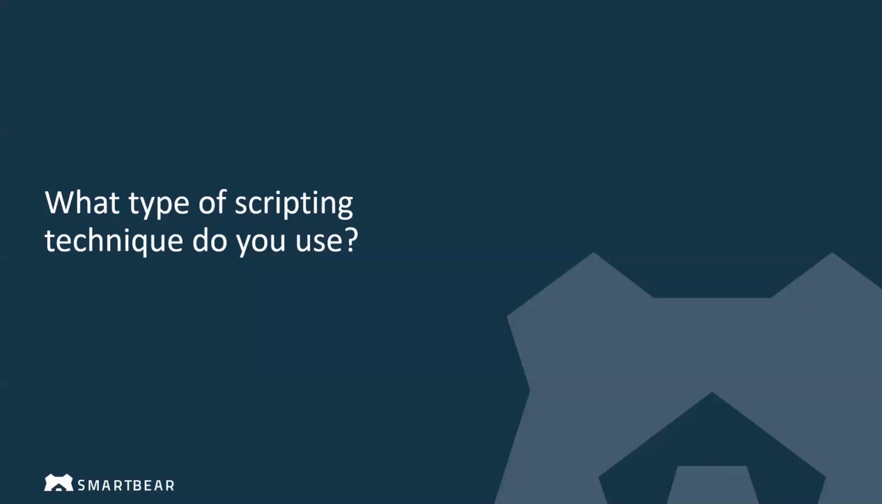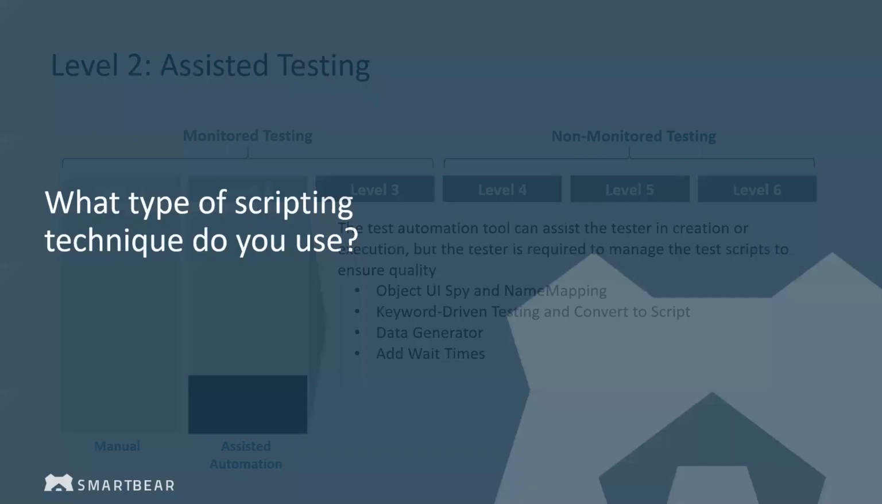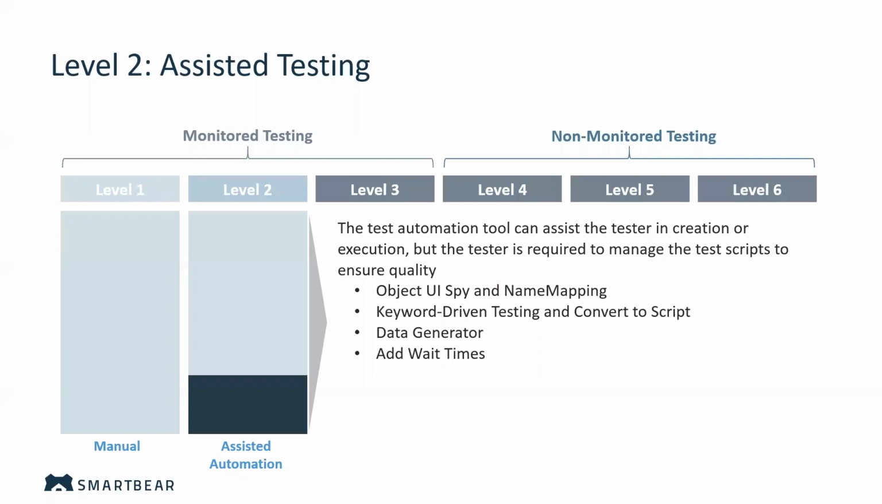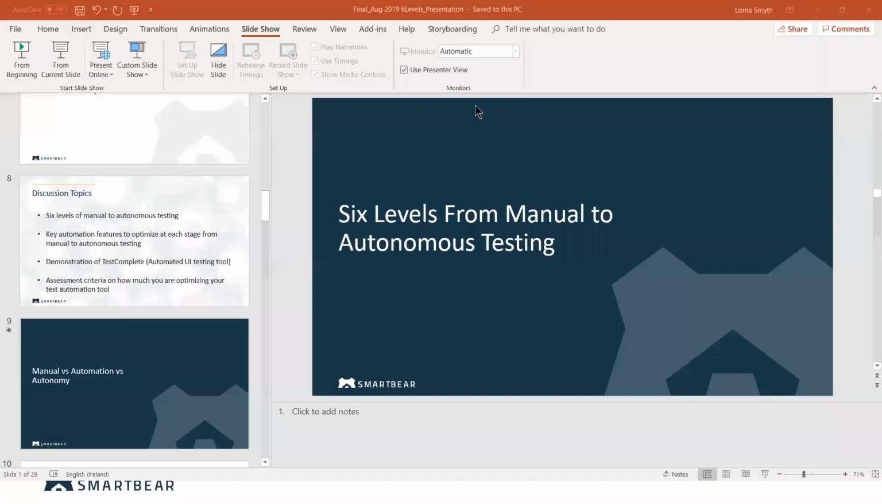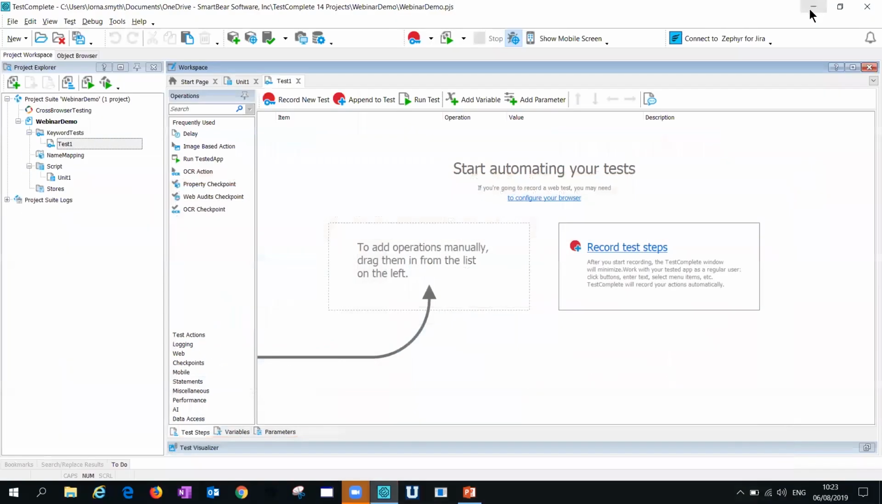Okay, so I think actually before I launch this particular poll, I'm going to go through and just start to show you the tool that I mentioned, and again, a lot of test automation tools will work like this, but I want to show you how you could do these features when you're moving into level 2. So I'm just going to jump out of my PowerPoint, and the screen you're seeing now is our test automation tool called Test Complete, and it's a really, really easy tool to use, as you will see just now.